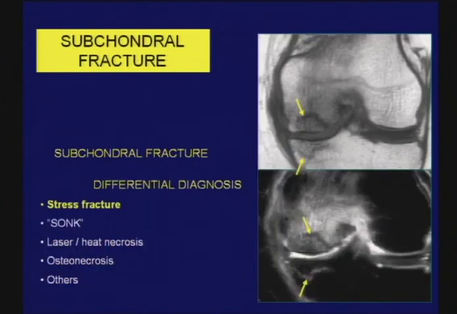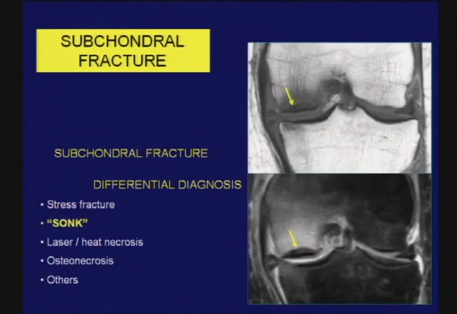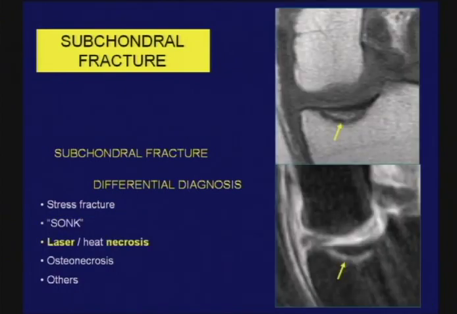The differential diagnosis of a subchondral fracture: a stress fracture. These do occur in the subchondral bone. We've already talked about them, for example, in SONC and other things like that. SONC itself, shown here, which I just talked about in the prior lecture. These are insufficiency fractures, but without a history, you might say this is an acute subchondral fracture.